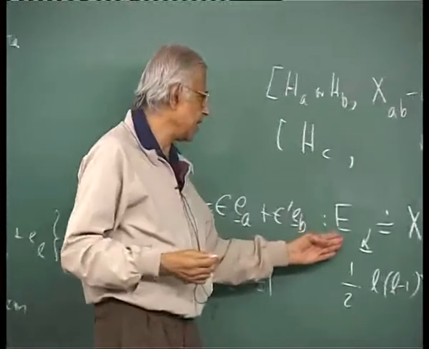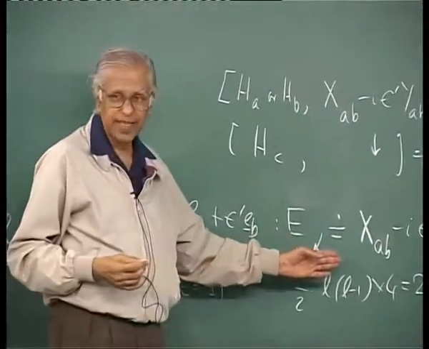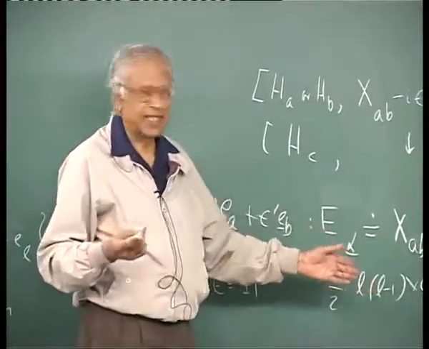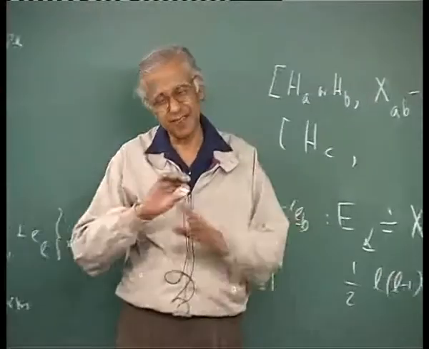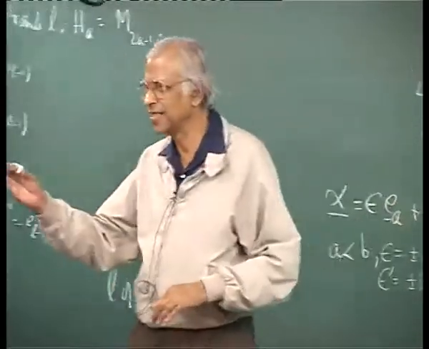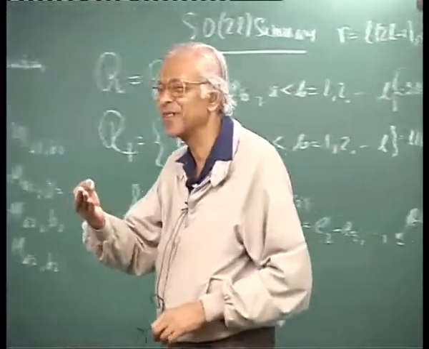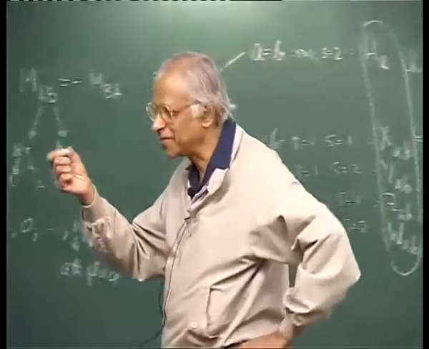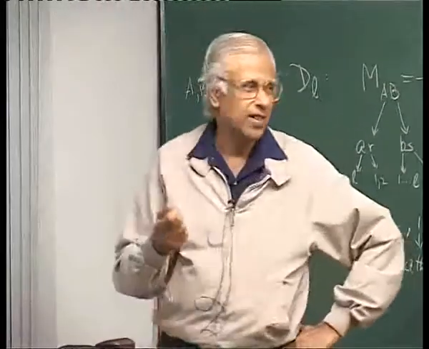The other thing that we have not done, and again I leave it as an exercise, a lot of algebra: take an E alpha and an E beta. Find out what is their commutator. It's not complicated. It's a lot of algebra. You need large computer sheets. Ordinary A4 size may not be enough unless you write very, very small handwriting.